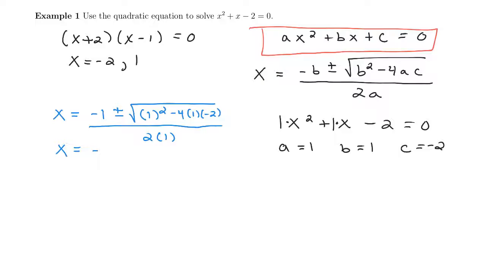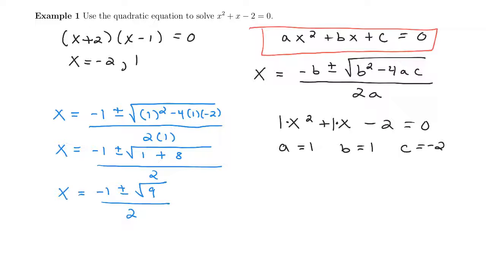So I have -1 plus or minus the square root of 1, and we have minus and a minus, so it's a positive, and an 8 all over 2. X is equal to -1 plus or minus, that's the square root of 9 divided by 2. And the square root of 9 is 3, so my solutions should be -1 plus or minus 3 all divided by 2. That's two things.